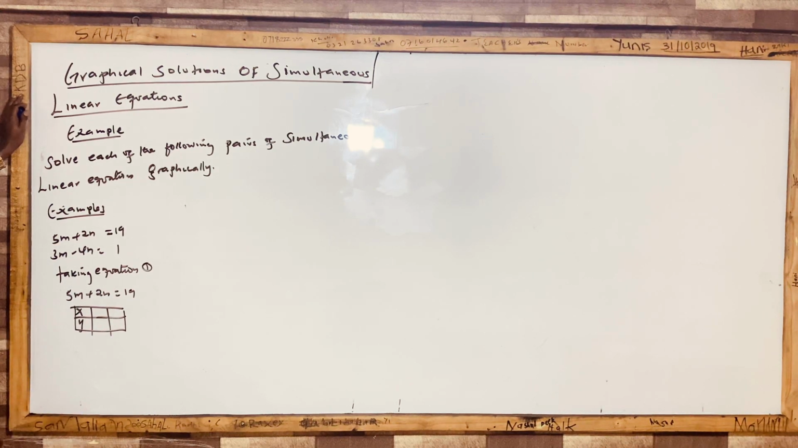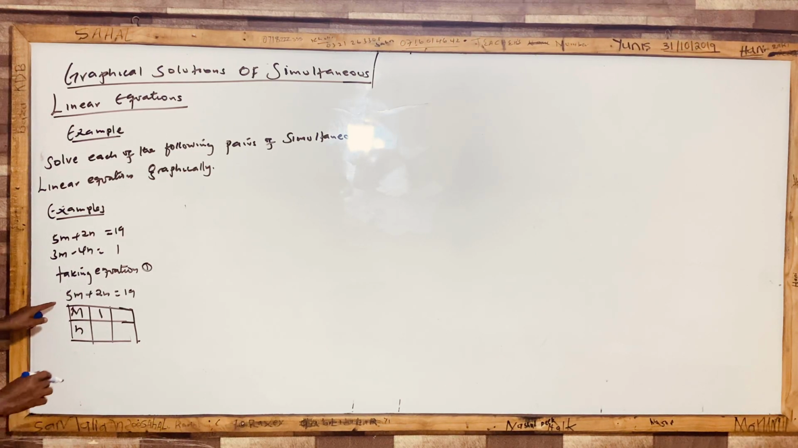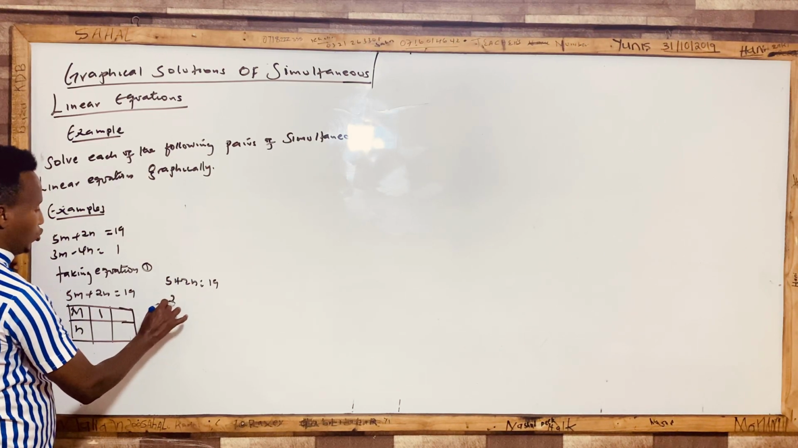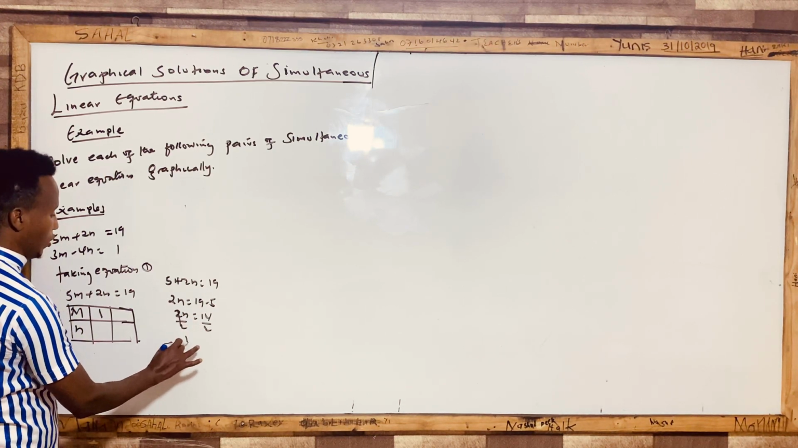Now, when m is 1, oh, sorry, it's not x and y, it's m and n, yeah? Just understand this, okay? Now, when m is 1, it will be 5 plus 2n is equal to 19. So 2n is equal to 19 minus 5. So 2n is equal to 14. Over 2 cancel. n is 7.